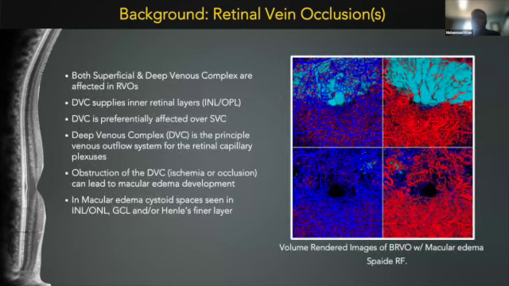And so obstruction of the deep venous complex through ischemia or occlusion could lead to macular edema development, with cystoid spaces seen in the internuclear layers, ganglion cell layers, and Henle's fiber layers, just different layers of the retina that are associated with when problems occur there are problems with vision later on.